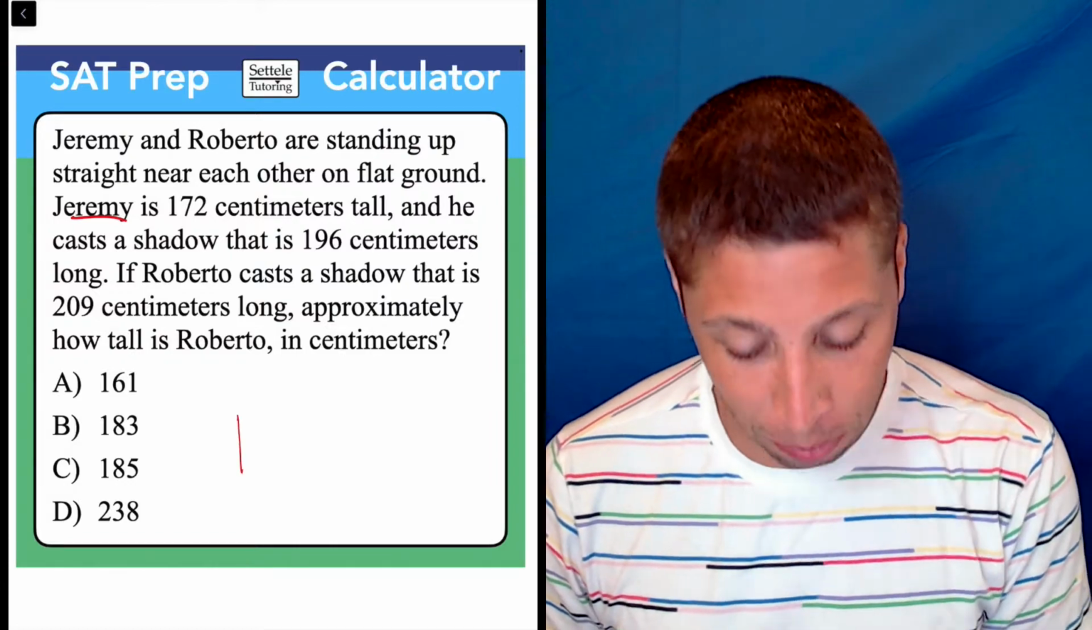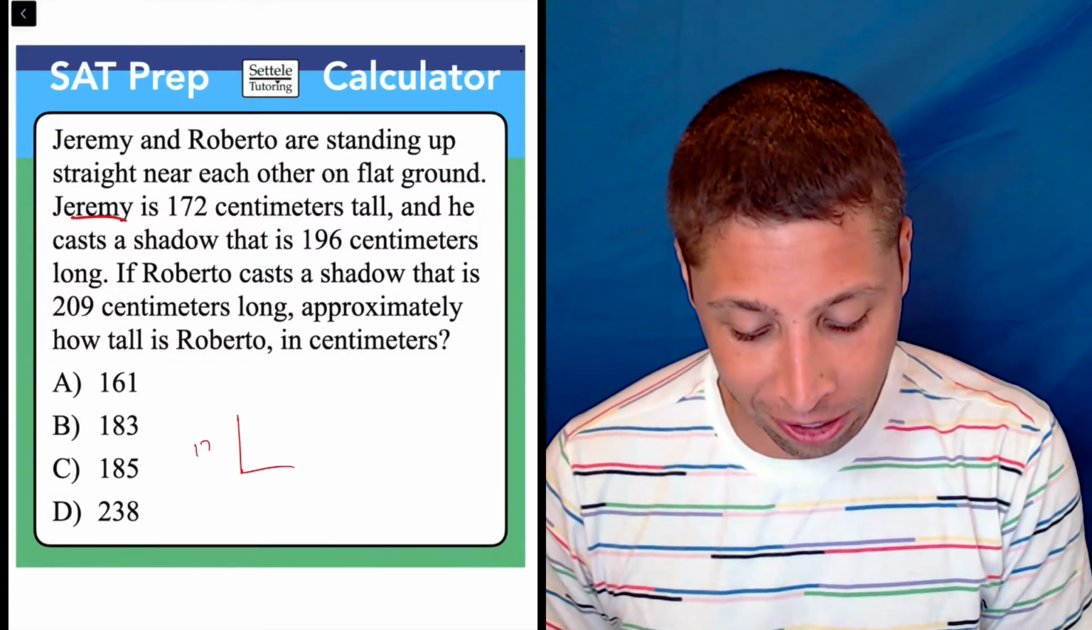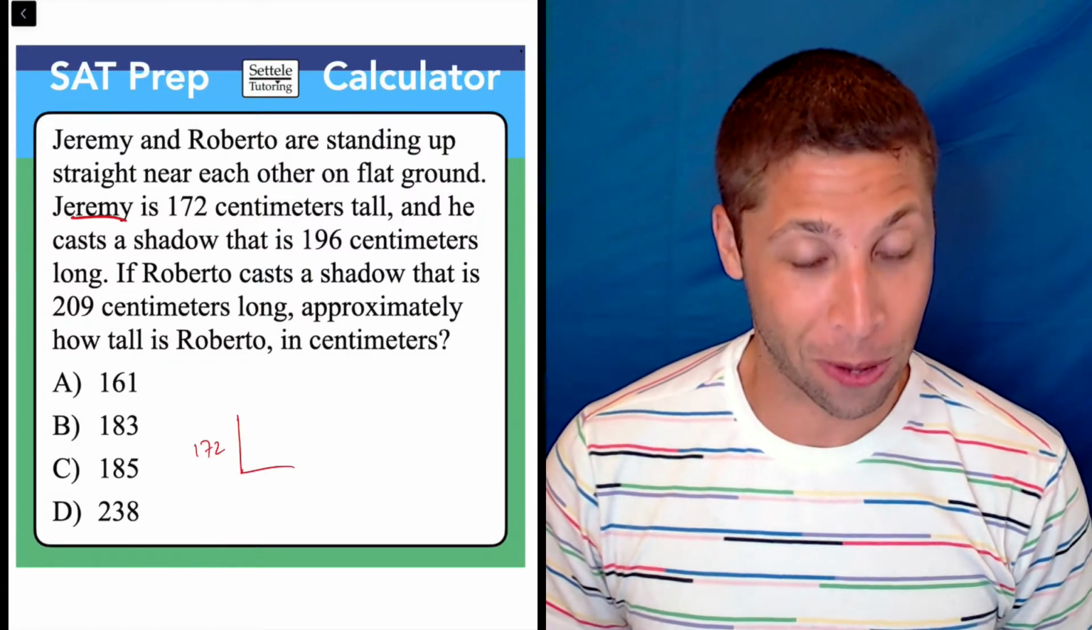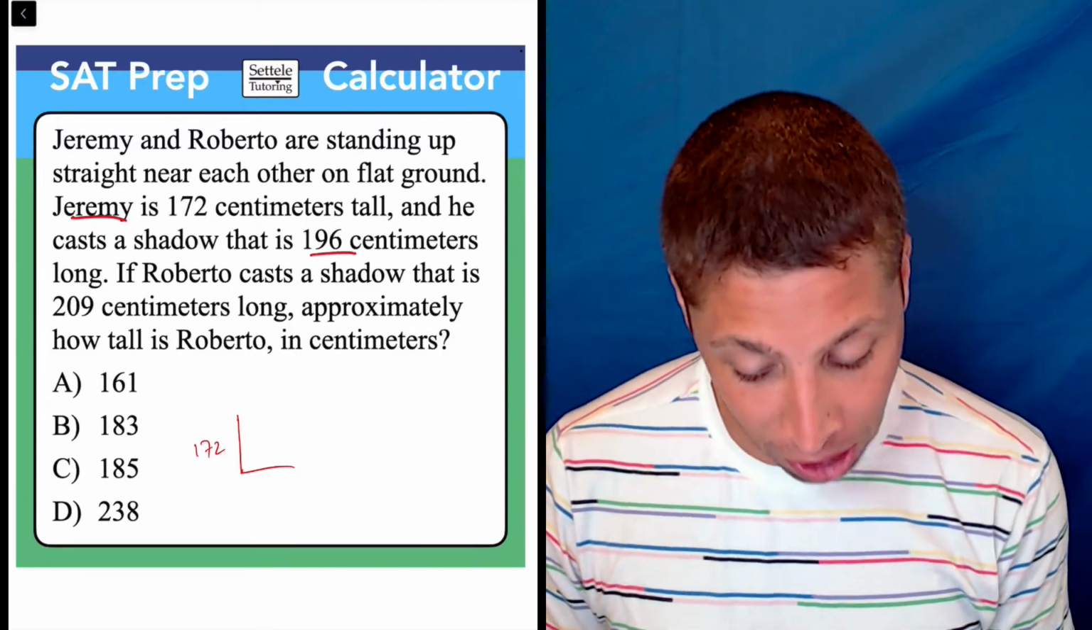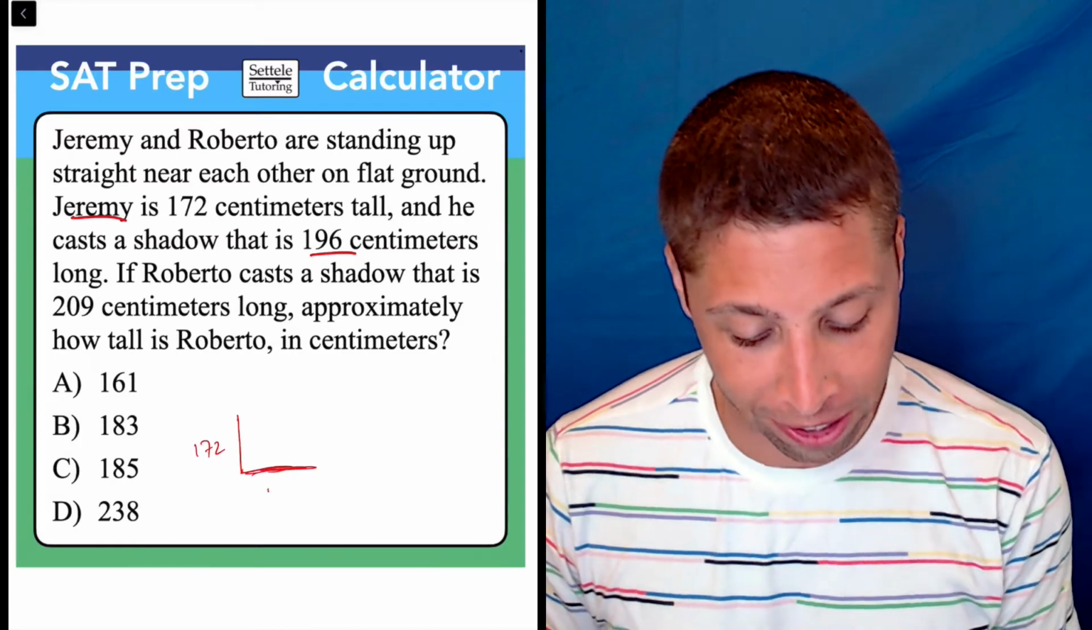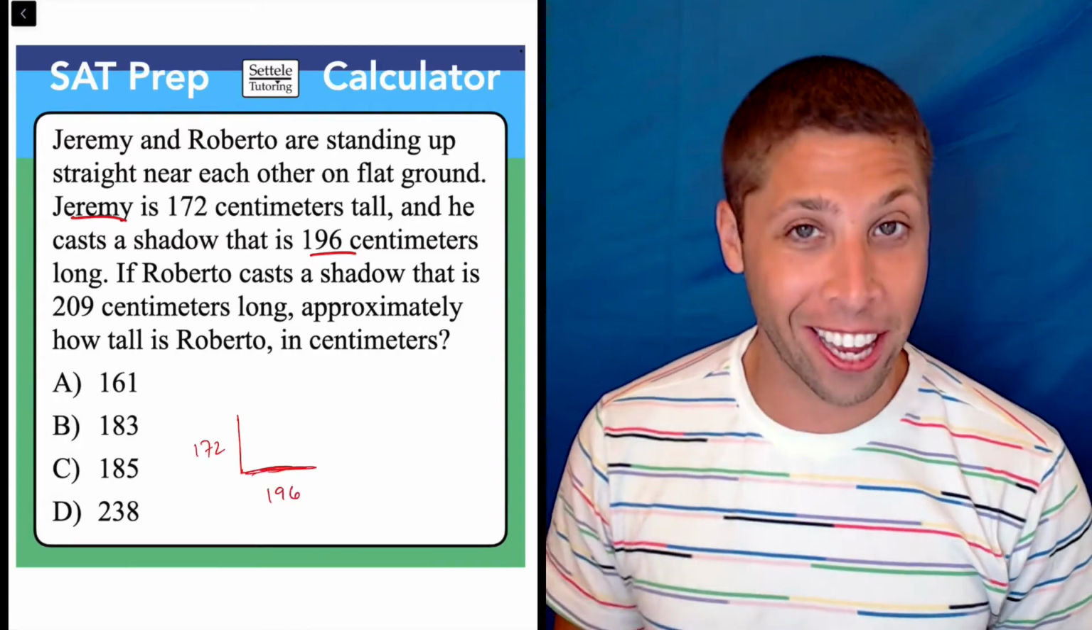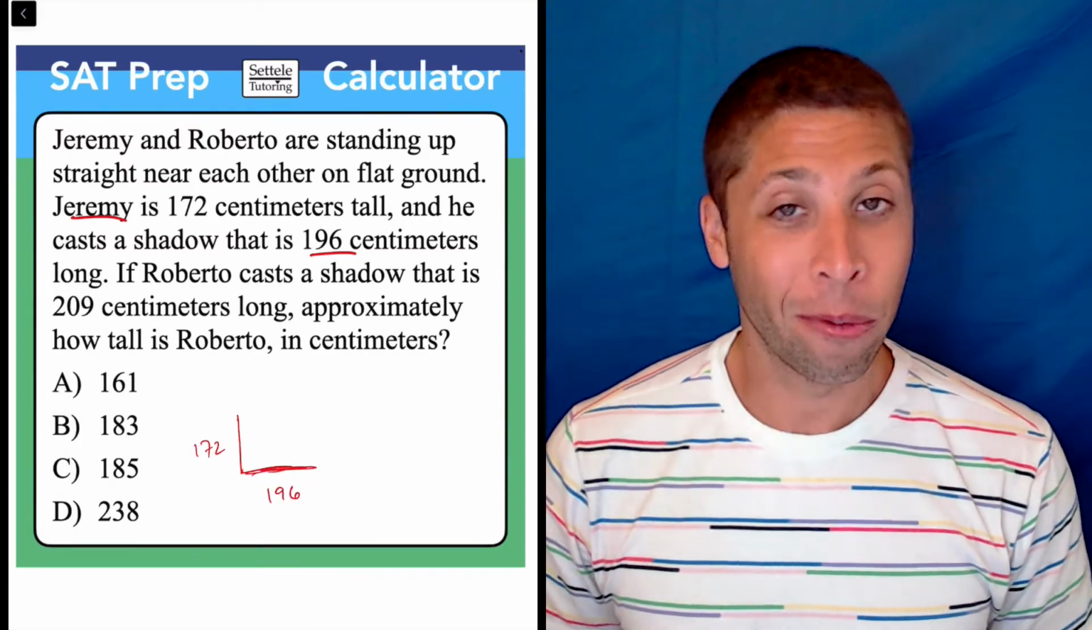so I'm not going to be artistic about this. He is just a person on the ground, and he is 172 centimeters tall. Okay, he's also casting a shadow that's 196 centimeters long. So let's pretend this ground part here is the shadow, so that's 196. Now, what did we just make? Well, we made a triangle.